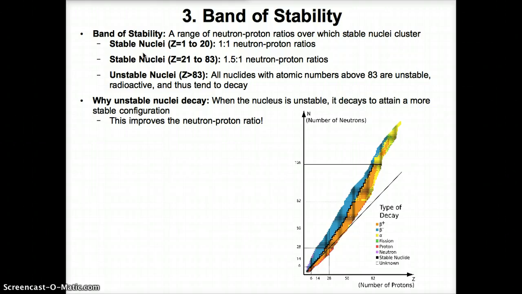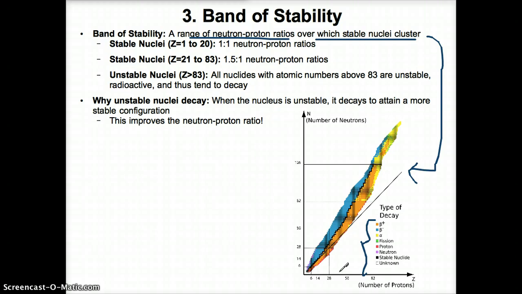But we'll talk about that in a minute. Next, let's discuss the band of stability, which is a range of neutron and proton ratios over which stable nuclei cluster and exist. How this is done is the number of neutrons for a nuclide is graphed against the number of protons for a nuclide. Depending on what band of stability they're in, or if they're out of it, that can determine the type of decay, which is actually shown by these different color codes here. Okay? Make sure you use this for your homework.